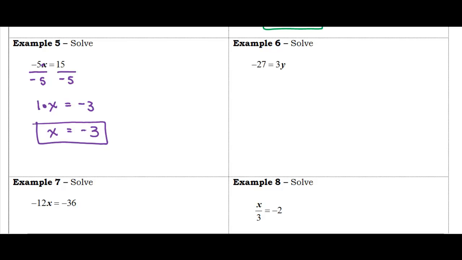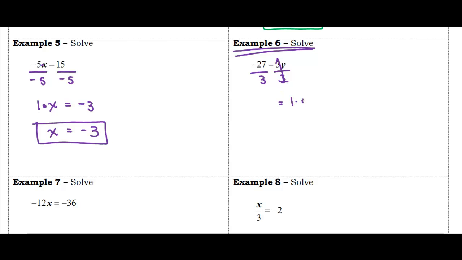Okay? In example 6, you do this. Isolate who? Y. Go ahead and try that. Okay? Who are we isolating? Y. Who do I need to get rid of? 3. How is the 3 attached? Multiplication. How do I undo multiplication? Division. What's 3 over 3? 1.